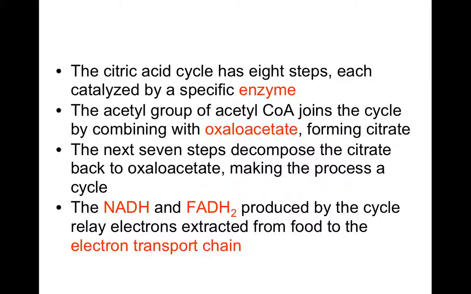Hence why we call the citric acid cycle the citric acid cycle, because the first product formed is citrate or citric acid. The next 7 steps of the cycle will decompose the citrate back into oxaloacetate, making this entire process a cycle. The NADH and FADH2 produced by the Krebs cycle will then relay their electrons that have been extracted from the food to the electron transport chain.